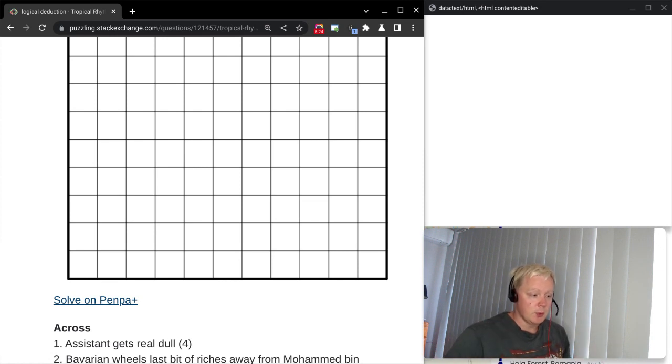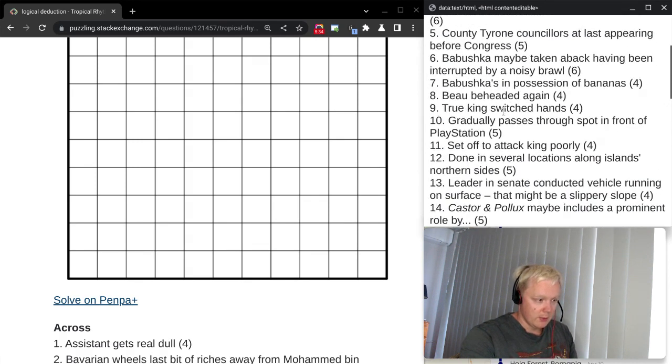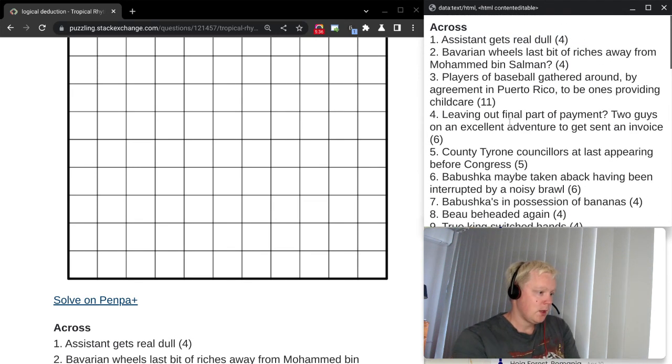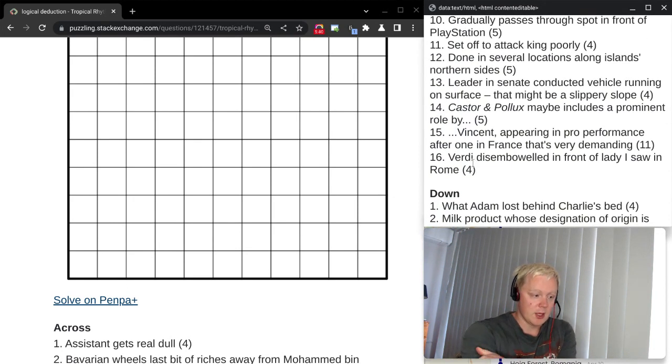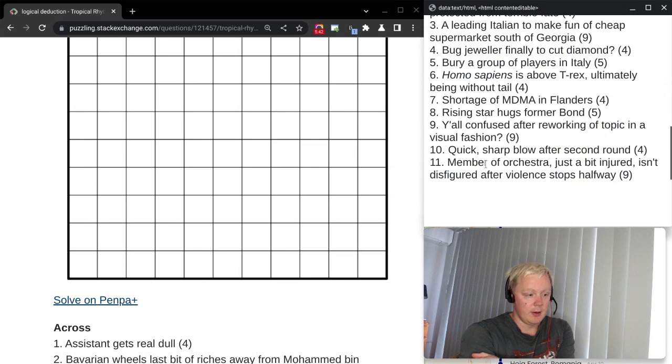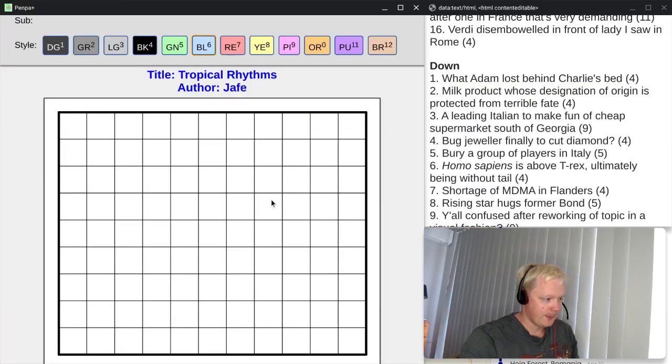Not a lot, but we do have some information. Even without solving a single clue, we can do something in the grid. So I have the answers here so that we can write in the answers. First of all, we have 16 across answers, and we have 11 down answers. I'm going to close this and open the editable grid again.